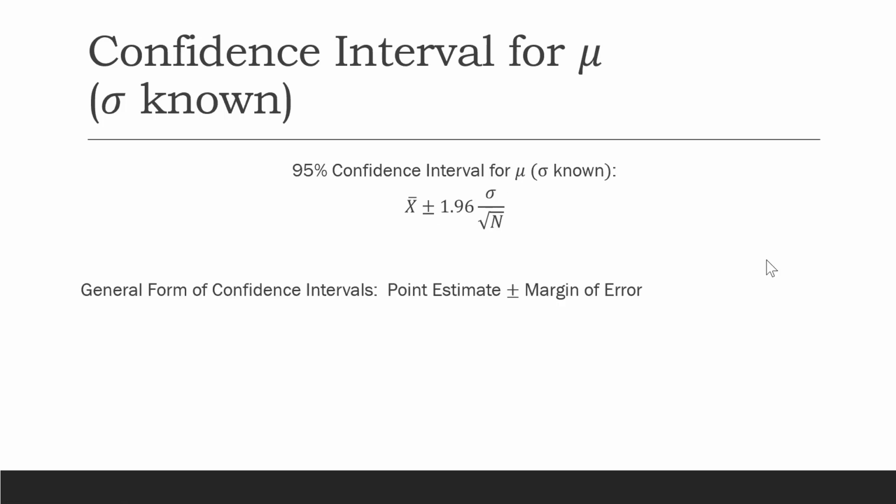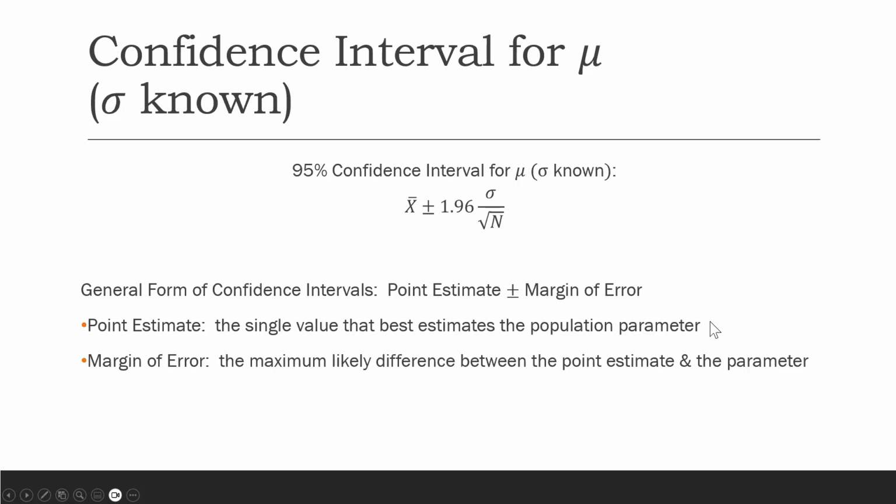This is the general form of confidence intervals. They always are composed of a point estimate plus or minus your margin of error. This is our margin of error, the stuff after the plus or minus. The point estimate is our single value that best estimates our population parameter. And our margin of error is actually composed of a product of two numbers, but it's the maximum likely difference between that point estimate and our parameter.